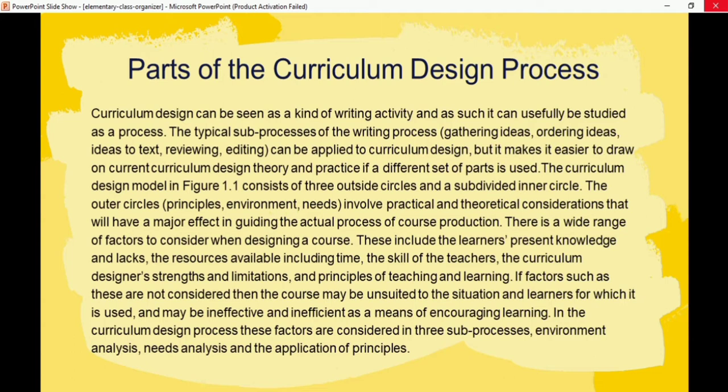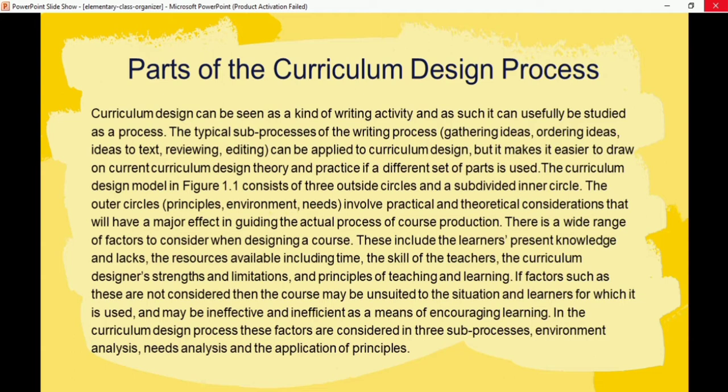There is a wide range of factors to consider when designing a course. These include the learners' present knowledge and lacks, the resources available including time, the skill of the teachers, the curriculum designer's strengths and limitations, and principles of teaching and learning. If factors such as these are not considered, then the course may be unsuited to the situation and learners for which it is used, and may be ineffective and inefficient as a means of encouraging learning.